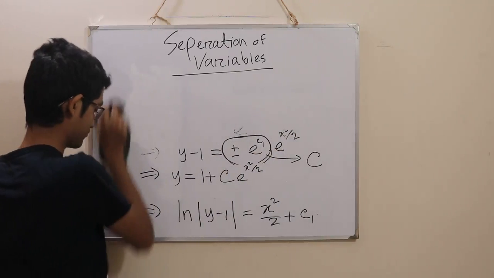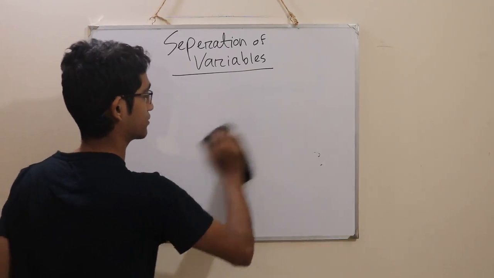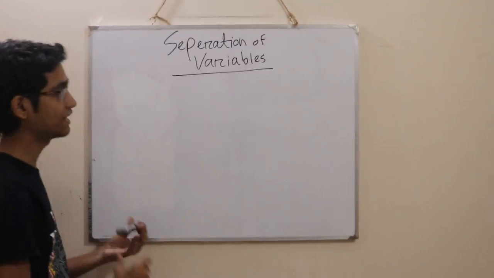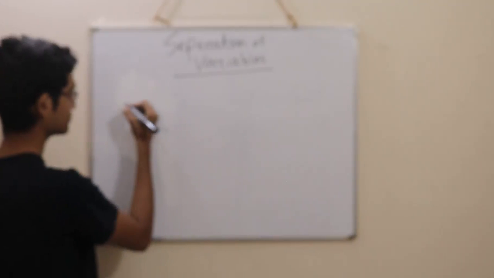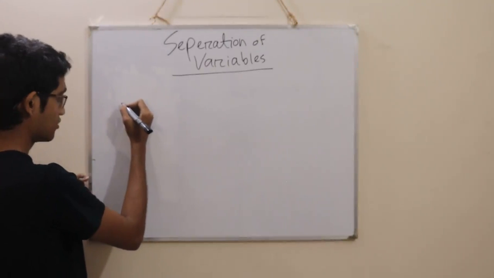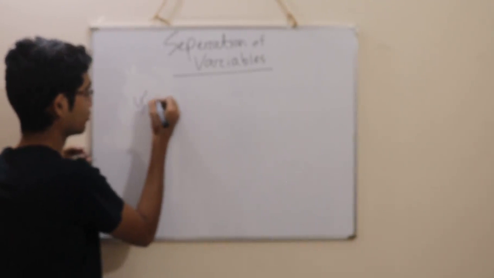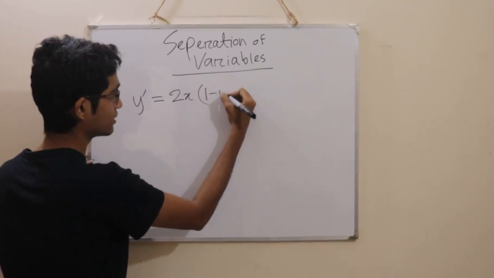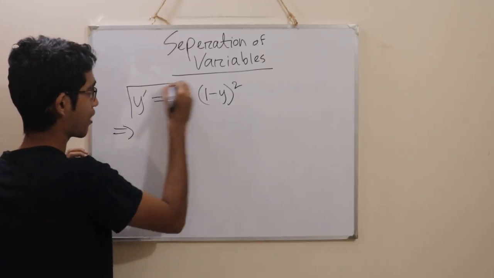In this example, before even trying to solve the equation, we will first use our understanding, our concepts, to find any solution that we can find just by using our minds. Let's say we are asked to find all the solutions of this equation. y prime is equal to twice x times (1 minus y) whole square. And this is our equation.